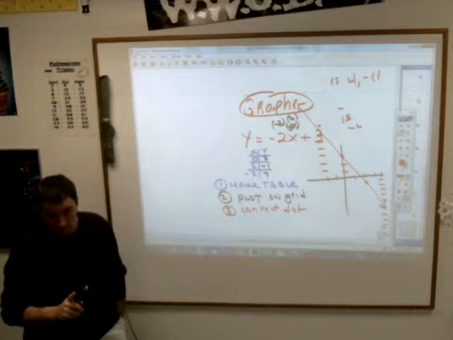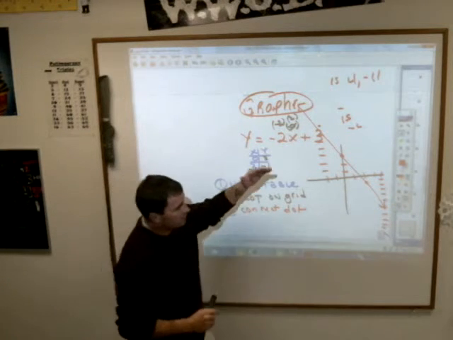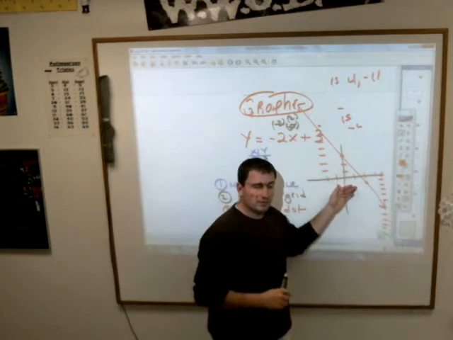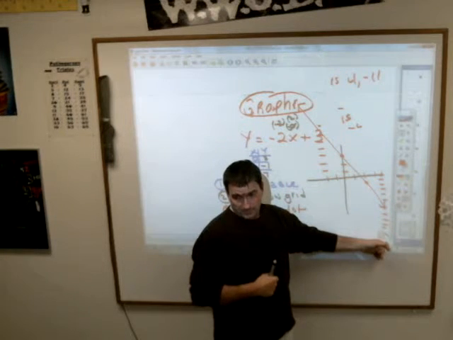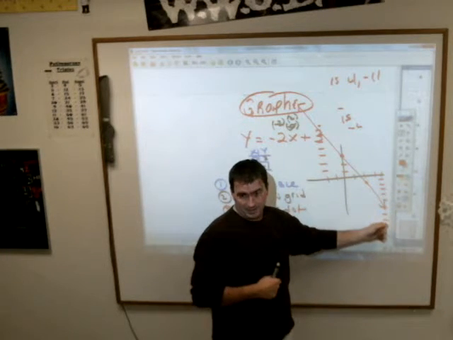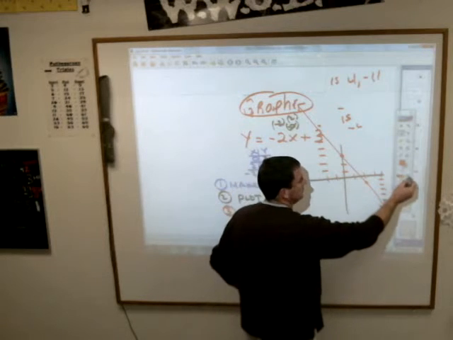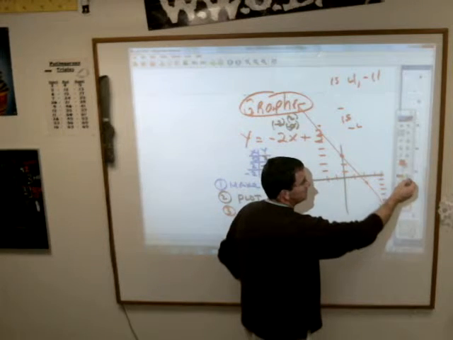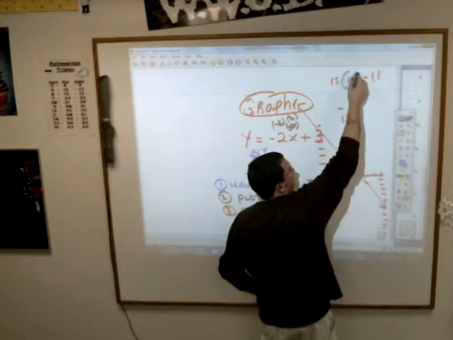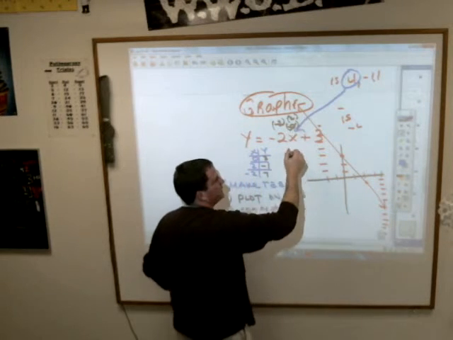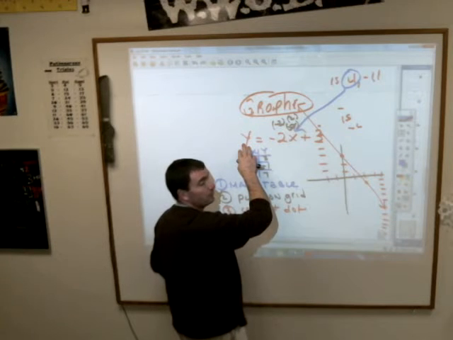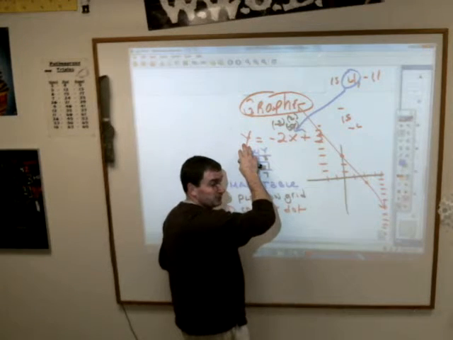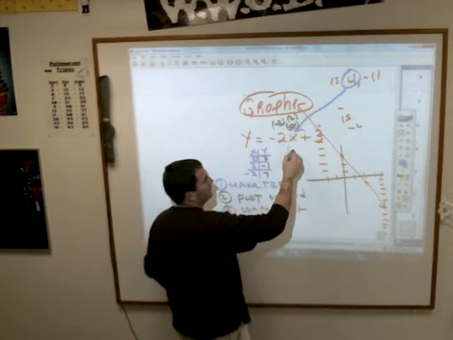Well, if you took your time and drew a nice straight line and did everything perfectly, you would be able to tell that no, it's not. What's the surefire way to tell? Well, Lauren, you take this 4 and you put it into this equation. If you put 4 in for x and you get negative 11 for y, then it is an answer. If I put 4 in for x, what do I get?